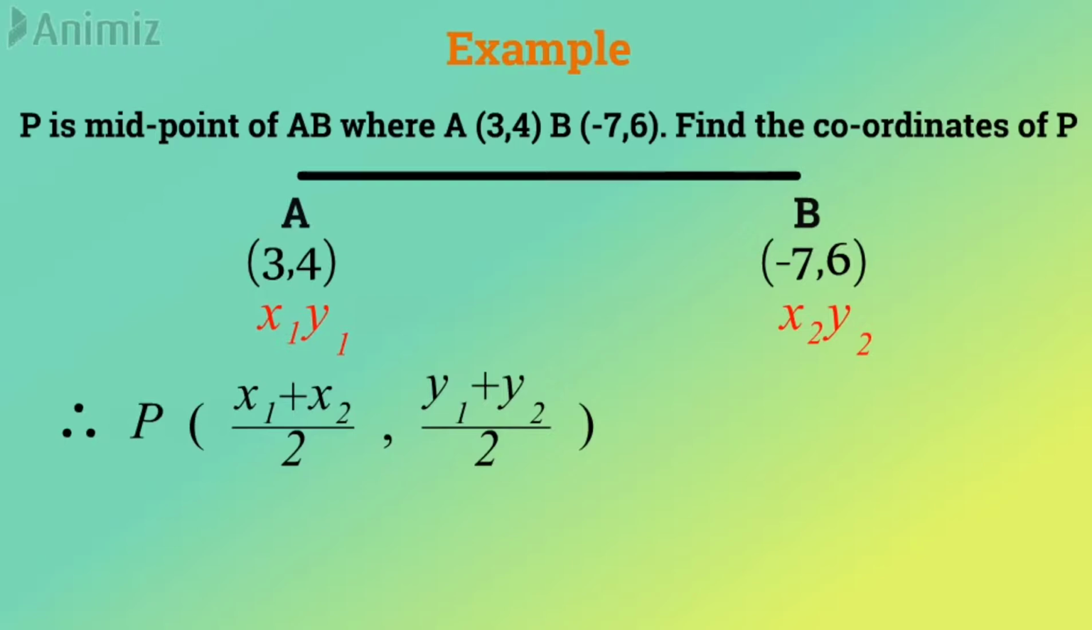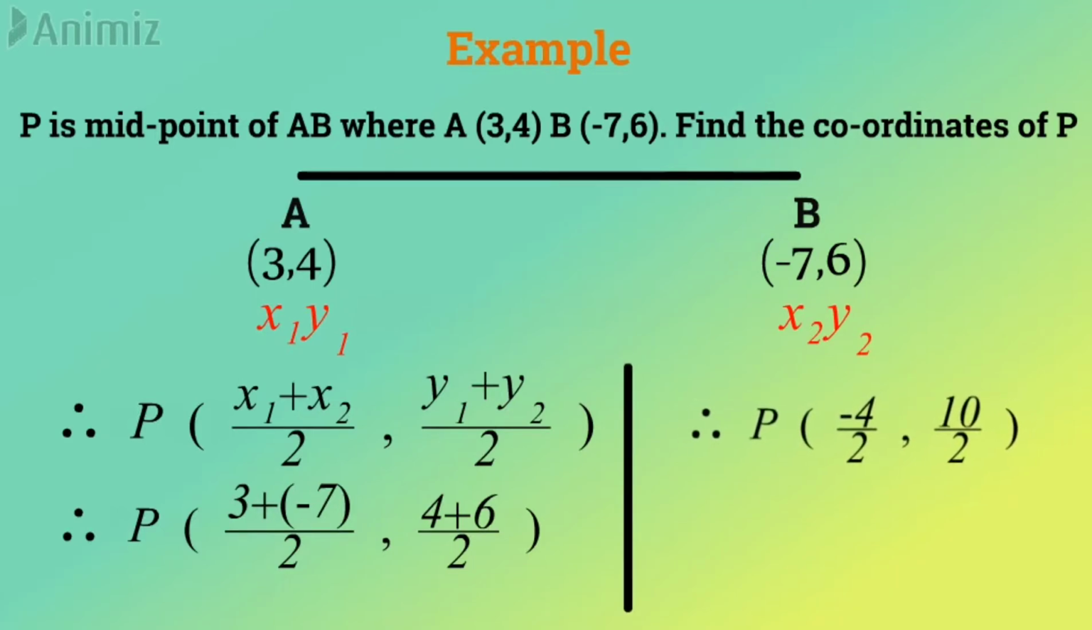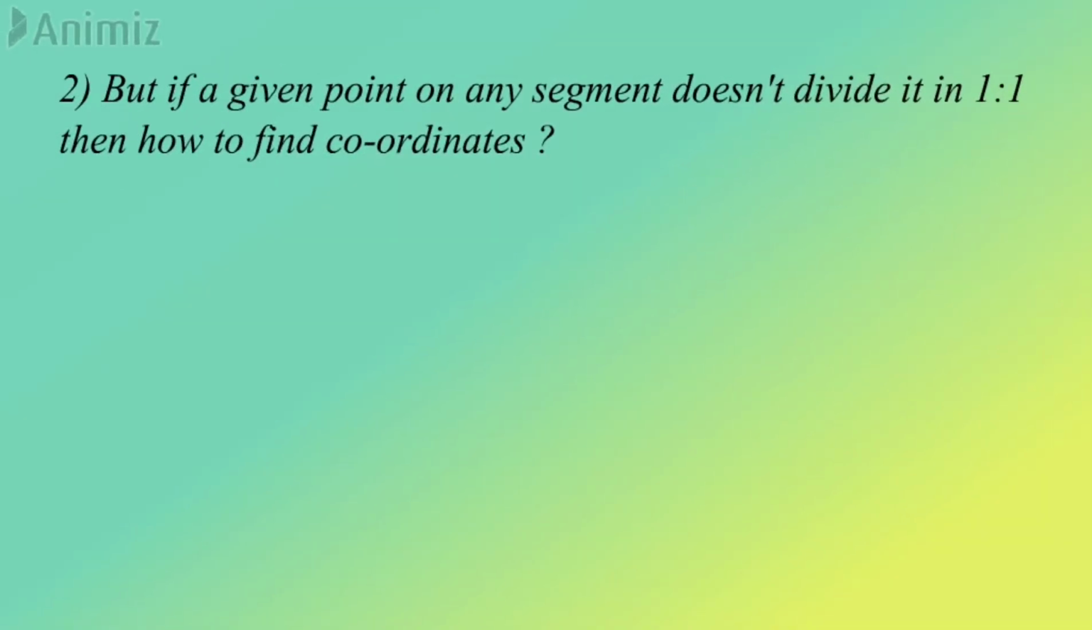Now, substitute in this, you will get (3 plus minus 7) by 2 and (4 plus 6) by 2. When you simplify this, you will get what? Minus 4 by 2 and 10 by 2. When you reduce, the coordinates of P will be -2 and 5. So, by this way, you can easily calculate the coordinates of the midpoint. So, this is which formula? Midpoint formula.